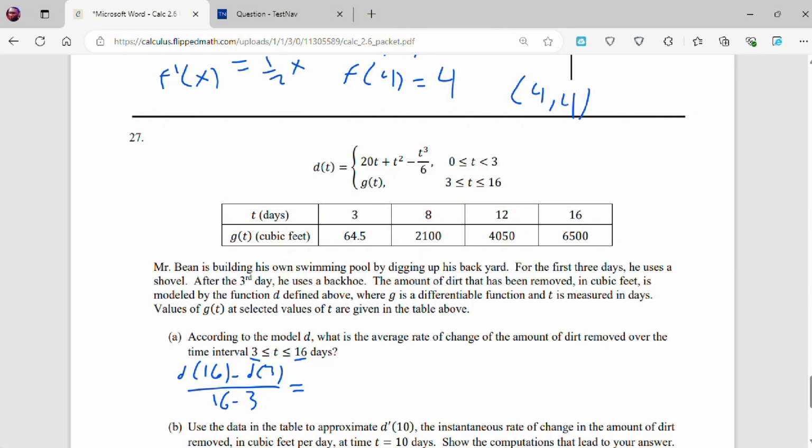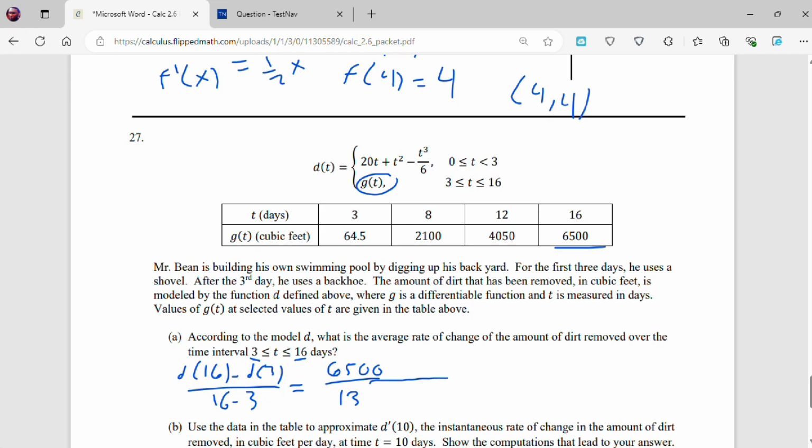D(16). Well, since it's a piecewise function, we have to look at what part of the piecewise function these t values fall on. 16 falls into the second one, right? 3 ≤ t ≤ 16. So we have to use g(t) for 16. So g(16) is going to be our D(16). g(16) is 6,500 over 13. I'm not going to bother simplifying that.